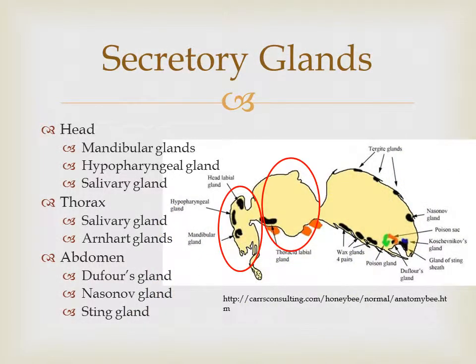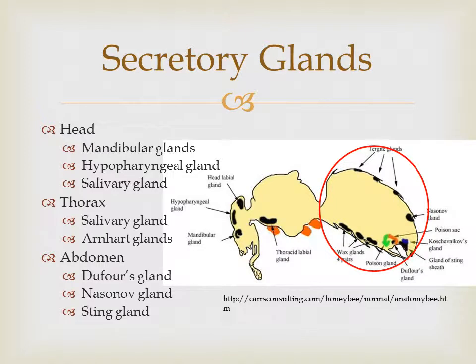Pheromones are produced in the secretory glands. The secretory glands found on the head of the honeybee are the mandibular glands, hypopharyngeal glands, and the salivary gland. The thorax holds the salivary glands and the Arnhart glands, while the abdomen is home to Dufour's gland, Nasonov gland, and the sting gland.